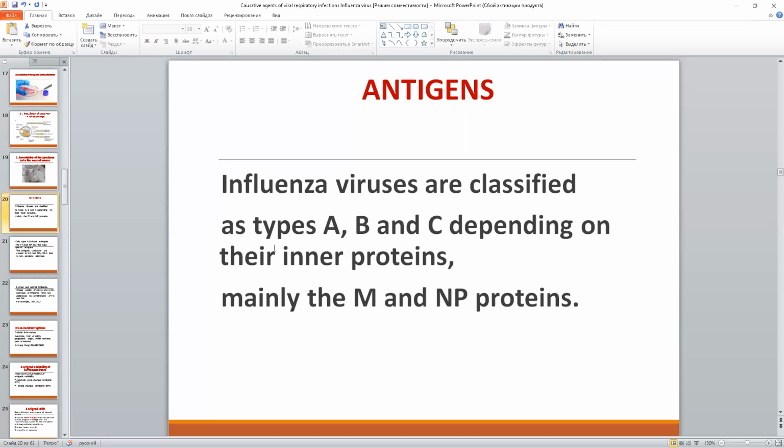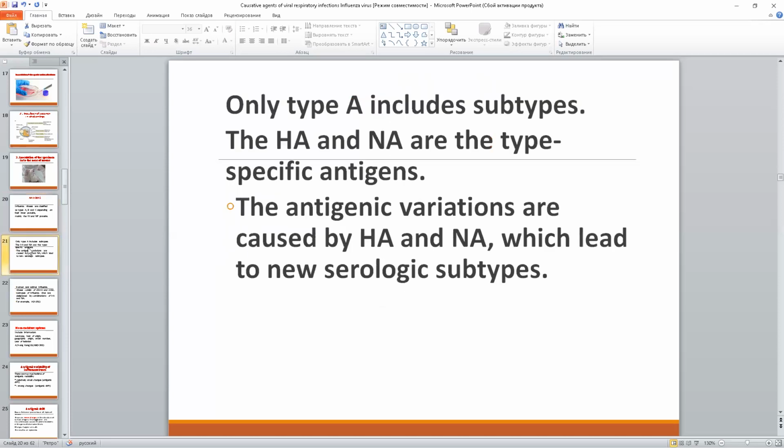They are divided into types depending on the inner proteins, mainly the M protein, and NP proteins, then there are F proteins, other proteins. So influenza viruses are divided into 3 types, A, B, and C. And then only type A includes subtypes.